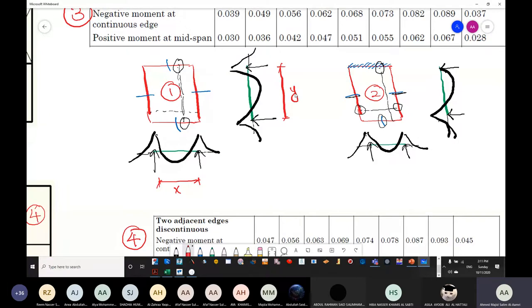Okay, now for X, you will see that there are two values. There is this one with the blue color, and then there is this one with the brown color. The blue color is representing whatever we call it, beta X positive. That is, beta is the coefficient, X is the direction of X, positive meaning that the bending moment goes down. This one is representing beta X negative. Are we clear?